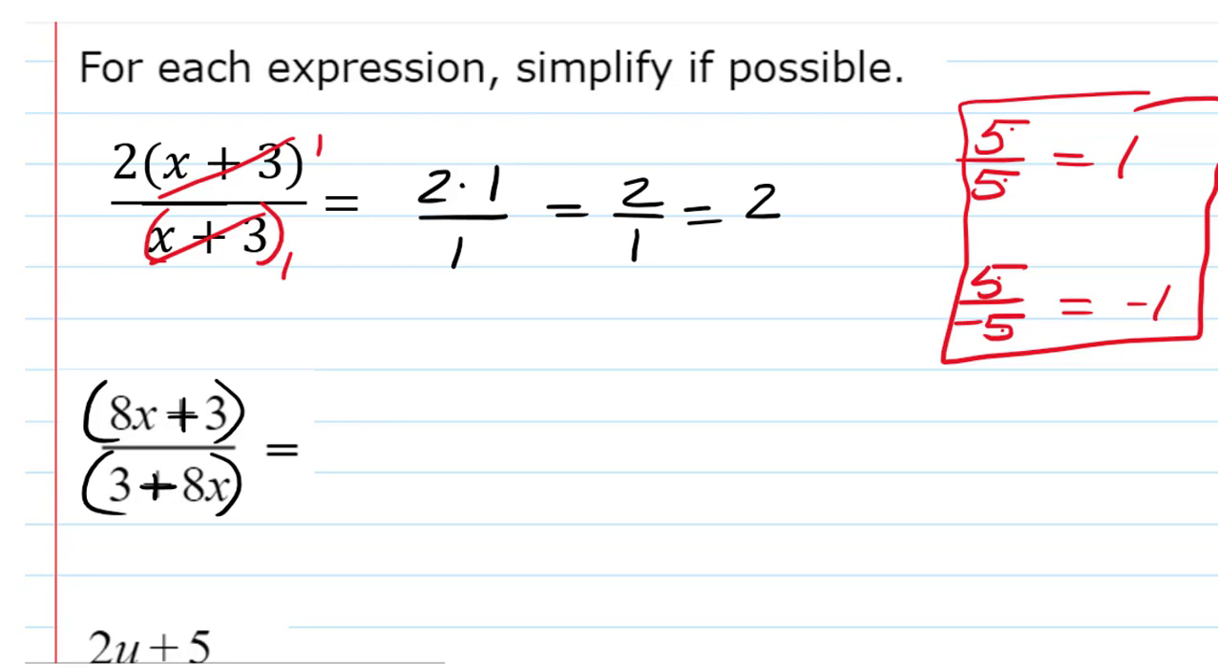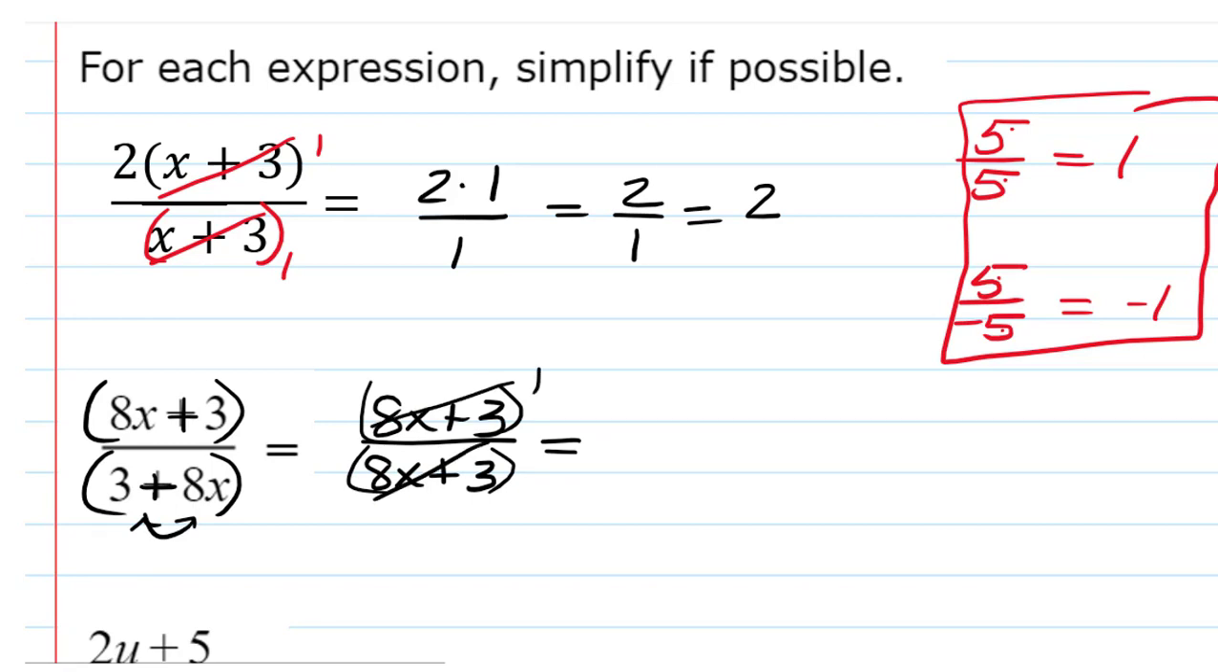So let's see though, isn't it true that 8x plus 3 and 3 plus 8x are really the same thing? Because addition is commutative. We can switch the order here. So this is really 8x plus 3 divided by itself. So it was a little disguised, but in fact we do have common factors. And when we divide a number by itself, that leaves 1.